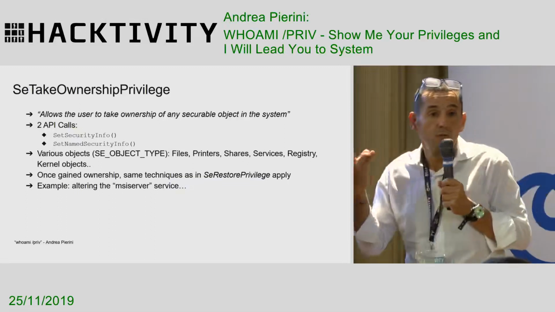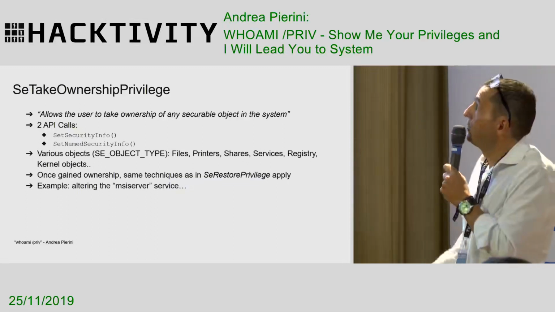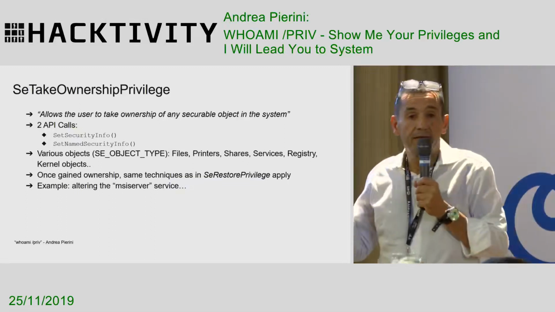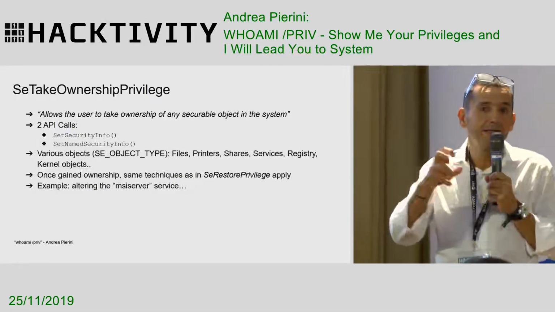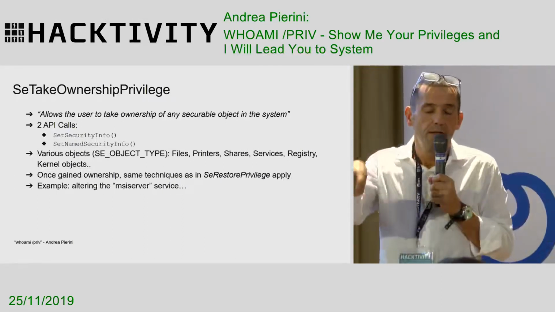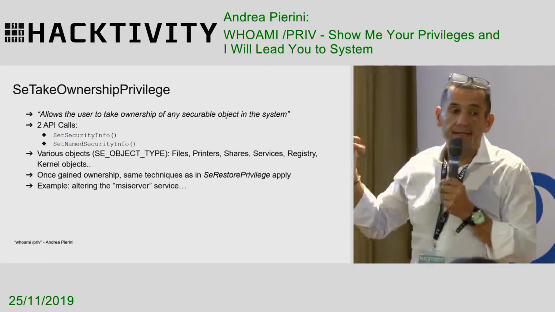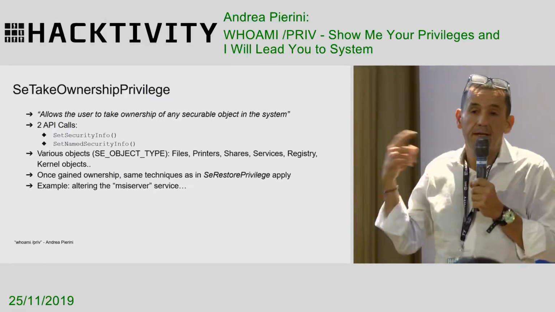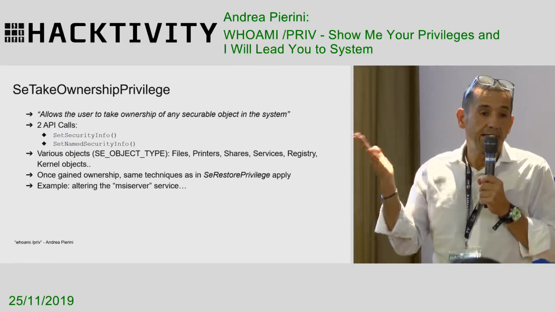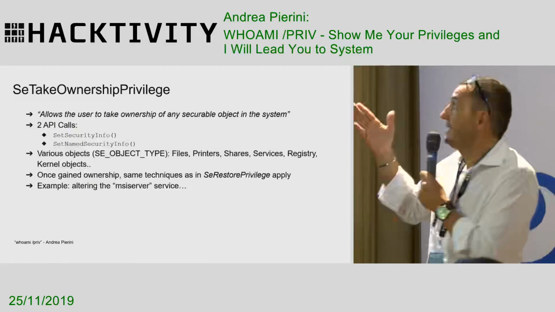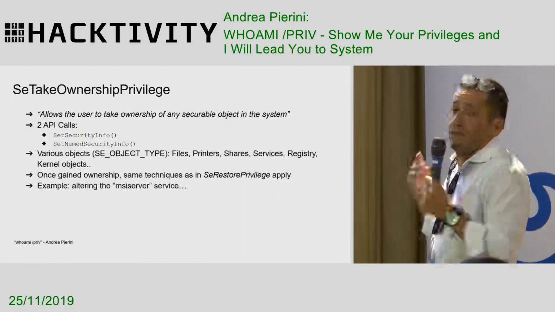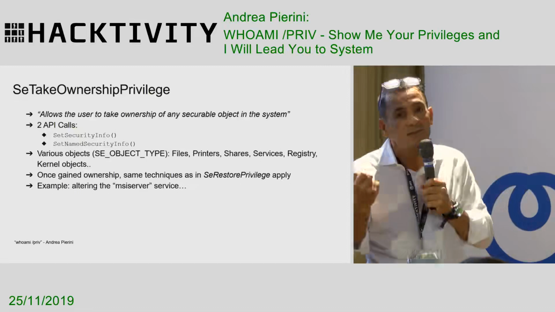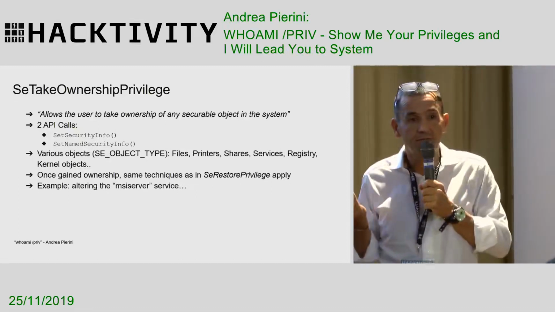Again, two simple API calls, SetSecurityInfo or SetNamedSecurityInfo. In the first one, I will pass it the handle of the object I want to take ownership of. In the second case, the name of the object. Objects can be of any type, not only files, but of any type. How could we use this for privilege escalation?